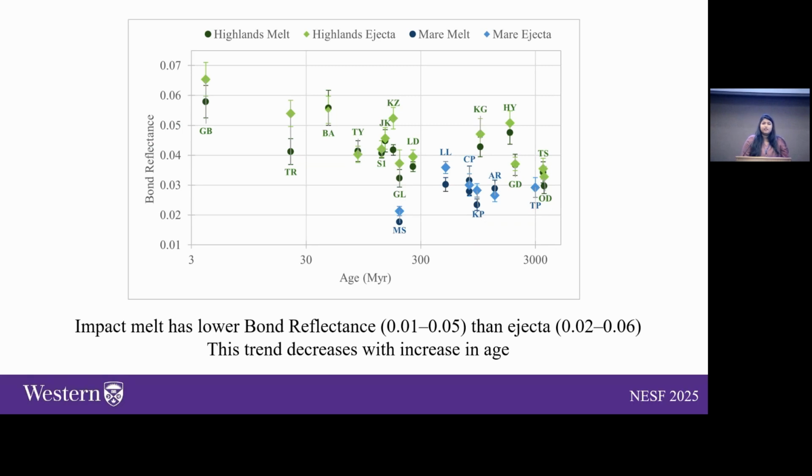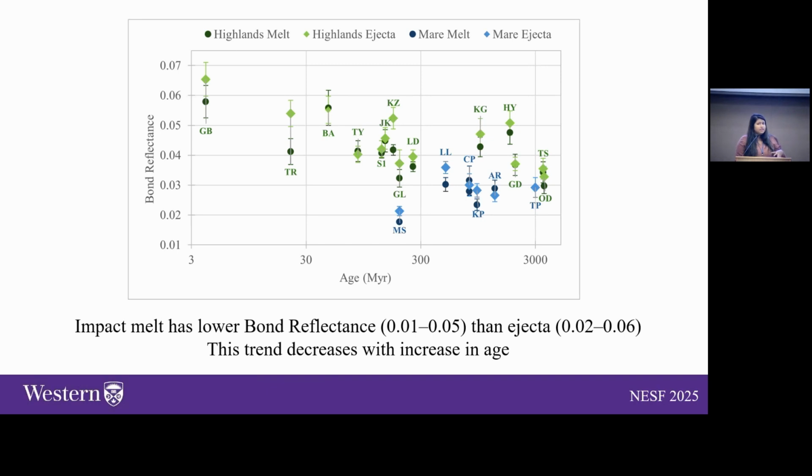So I extracted the average reflectance, or the Bond reflectance, of all these impact melt and impact ejecta in all 20 craters, which is what we see here plotted against age. What we see here is that the impact melts seem to have consistently lower reflectance when compared to the ejecta. We also see a trend where this seems to decrease with increase in age.